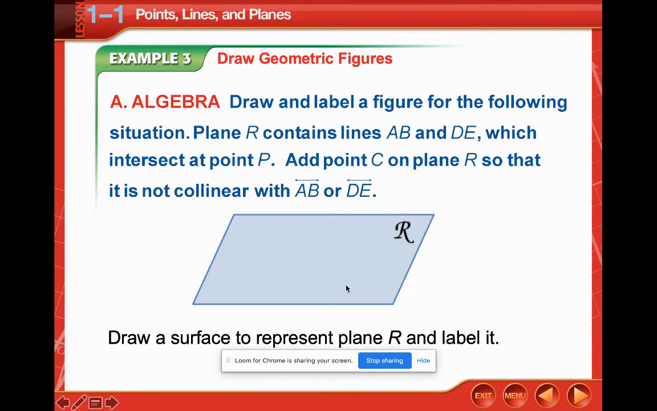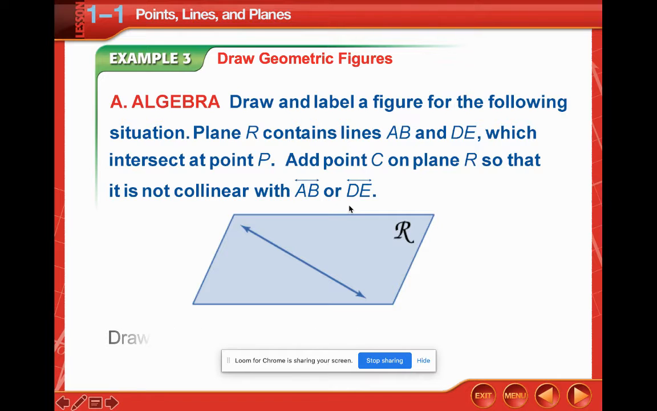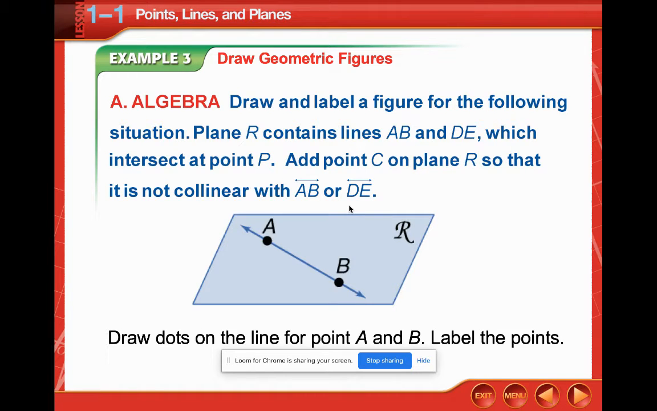So the first thing we want to do is now draw a line after we've drawn our plane. We want to draw actually 2 lines, but we'll start with 1. So draw a line anywhere on the plane. There's a line. So let's probably call this line AB. So we'll label it with 2 dots on there and call them point A and point B. So we've got line AB here.